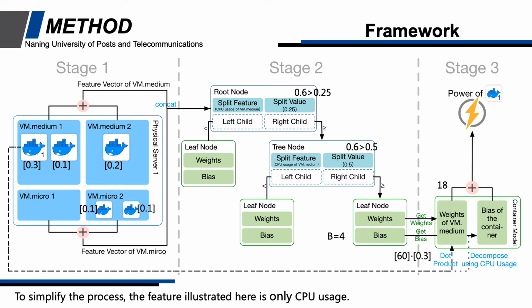And at the same time, we break the bias term down into the bias of each container by calculating the ratio of each container's CPU usage to the sum of all containers' CPU usage. Then, we sum the two values up as the container power.